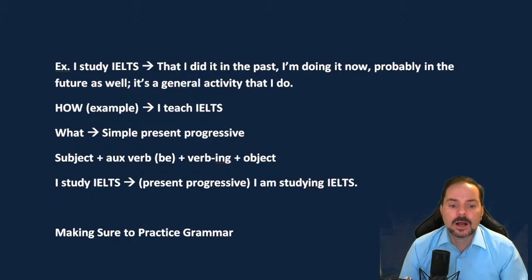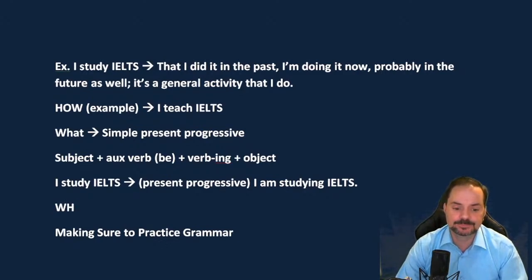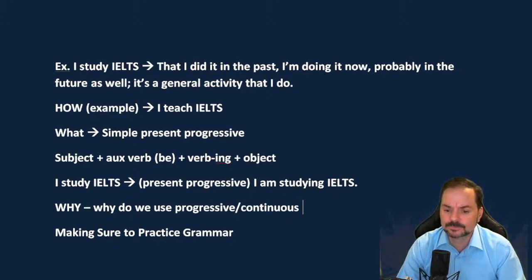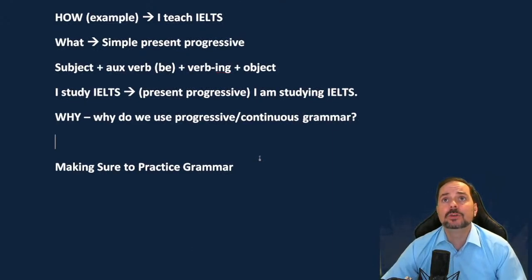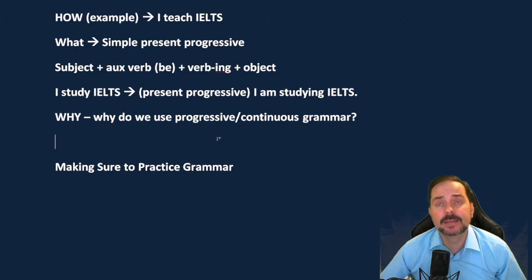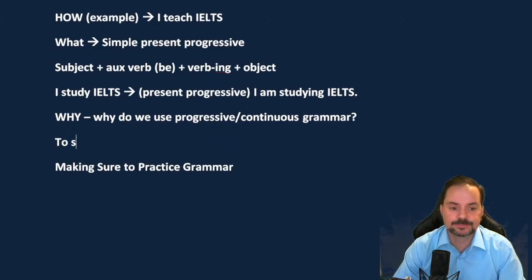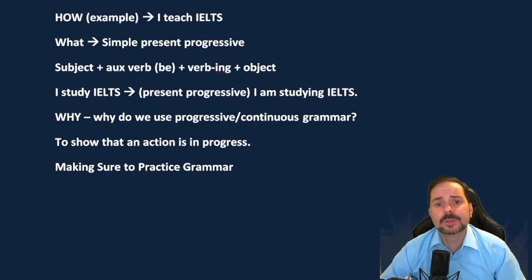Okay. All right, so now comes the interesting part, okay? Why? So why do we use progressive, or continuous? Continuous is the same. So why do we use continuous? Why do we use this form in English or in our speaking, like I am studying IELTS? Okay, so Ali says to show that it is in progress right now. Sure. Now, some of you are saying in the moment, but maybe not, maybe.